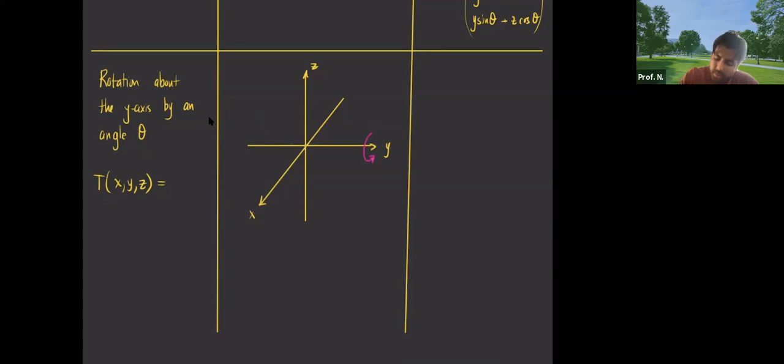Actually, let me do it this way. So I have x, y, z, and I'm rotating this by theta about the y-axis. So I get something that's around it, right? This is going around in this fashion. So this vector here is rotating about the y-axis. I'm doing it by theta. So then what is it going to look like? What's the matrix going to look like when I do this?